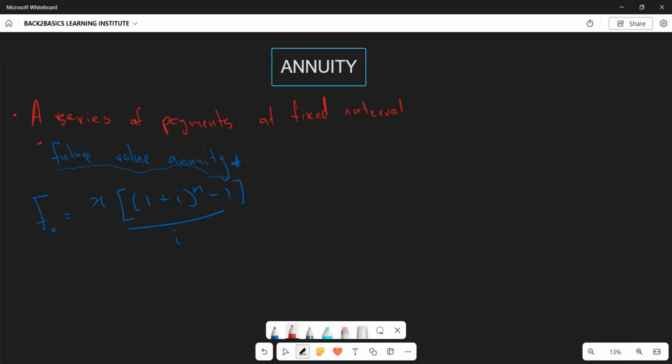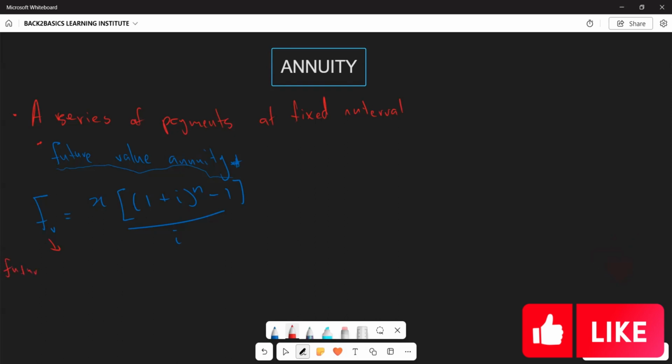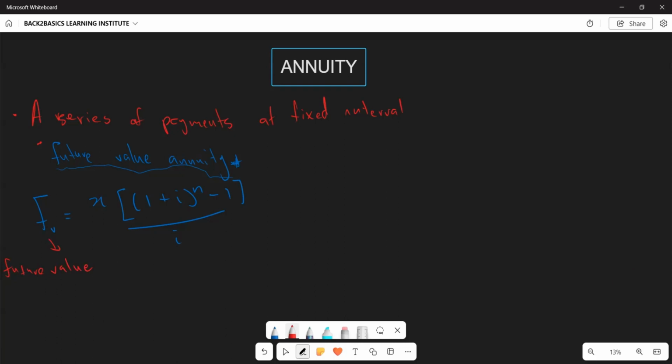Firstly, the FV is going to be the future value of the annuity, which means this is the money that you wish to have after the certain period of time that you have saved for it. And the X is going to be the monthly installments, or the regular payments. It is the installments that you are going to make.